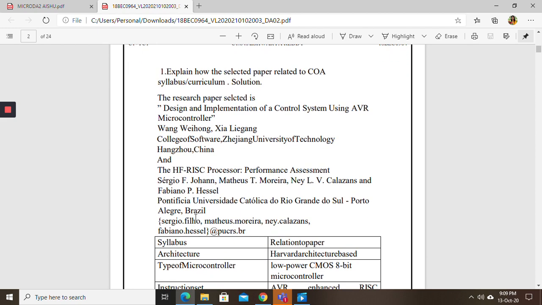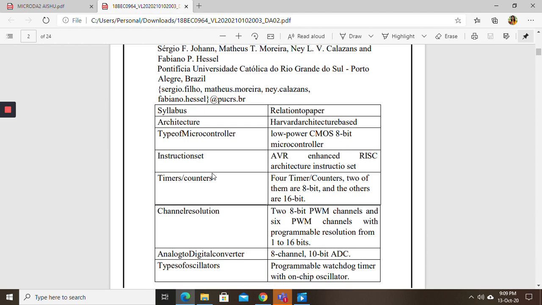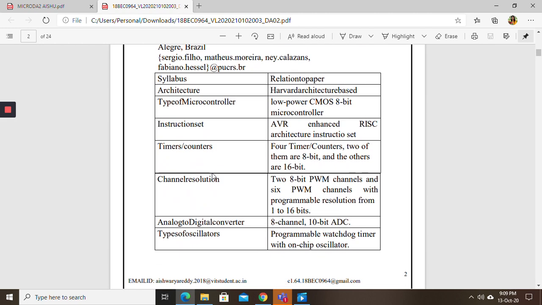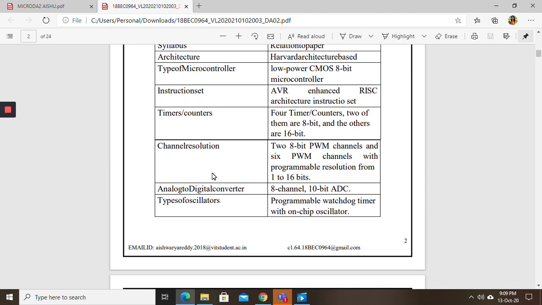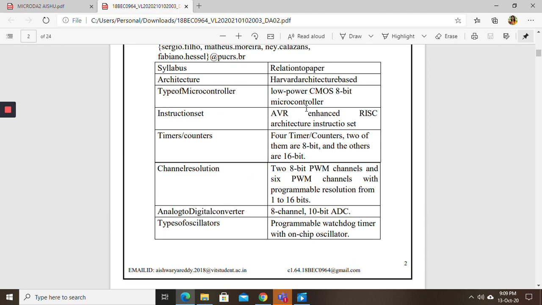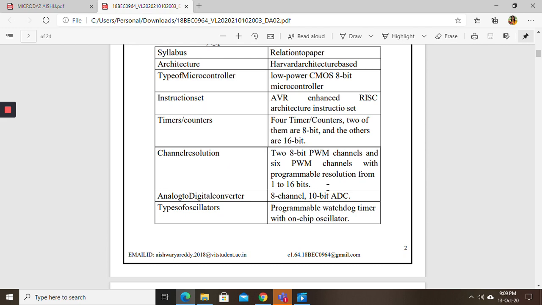This is all about the paper I selected. The paper covers the architecture type of the microcontroller, instruction set, timer counters, channel resolution, analog digital converter, and types of oscillators, all used in this research paper. These are the related papers.